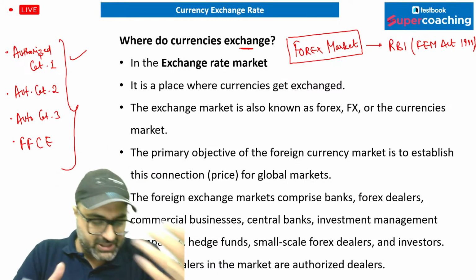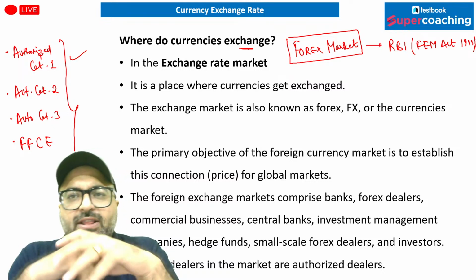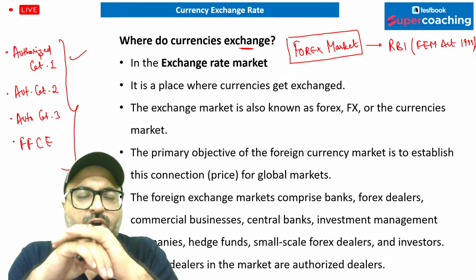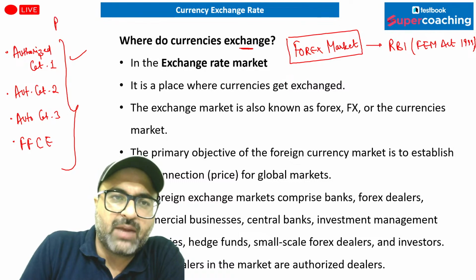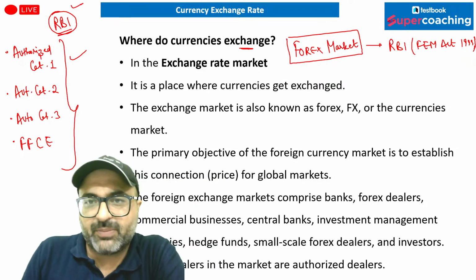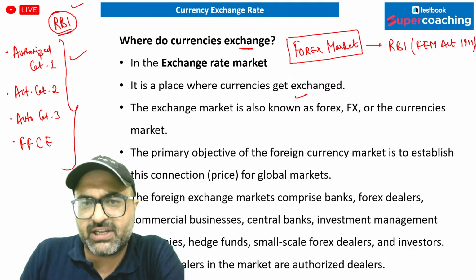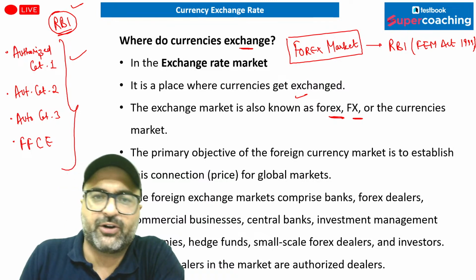That means you can exchange rupees against dollars. So all this is basically done by whom? So all this is basically done by these authorities, and these authorities are provided with the license by RBI, or RBI is the regulator of this particular segment. So it's a place where currencies get exchanged. The exchange market is also known as forex market or FX market or currency market.